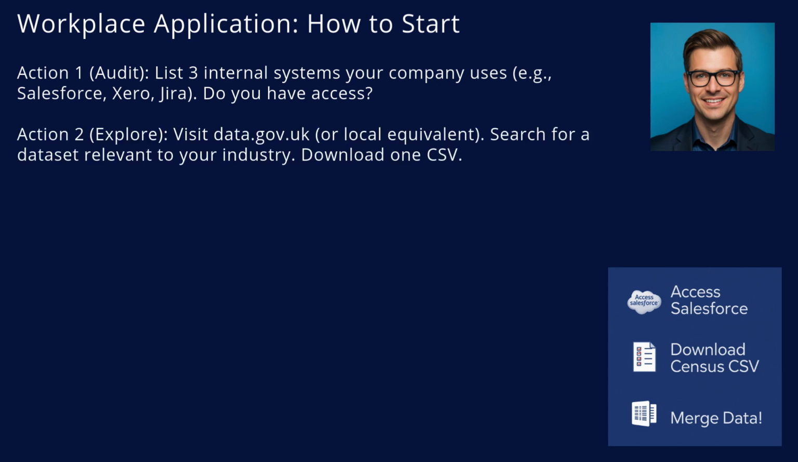Action 2. Explore. Go to data.gov.uk or kaggle.com. Search for a dataset relevant to your industry. Just download one CSV and look at it. See what's available for free.